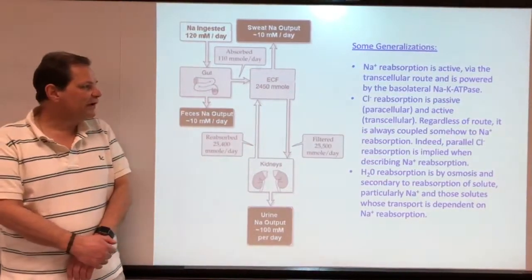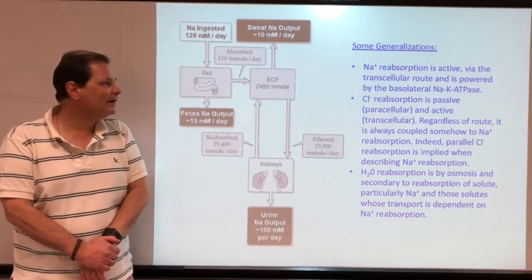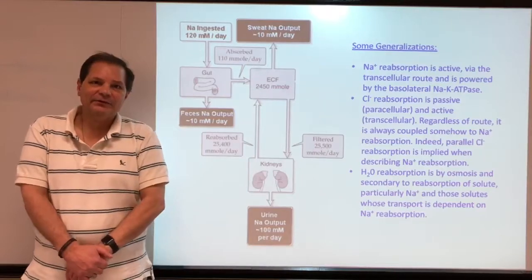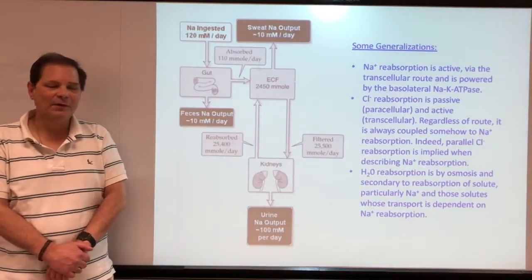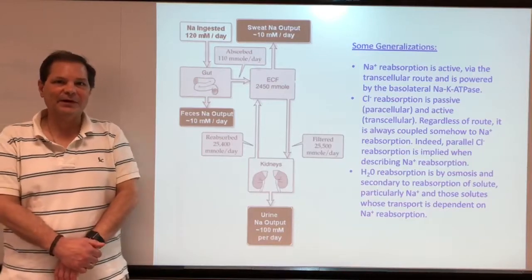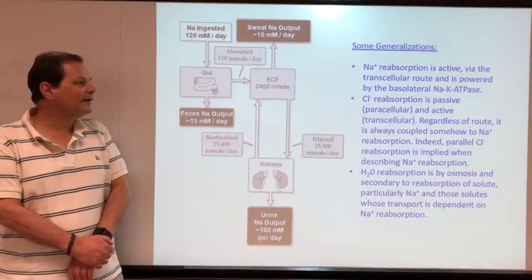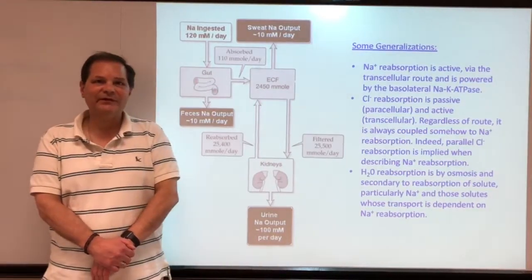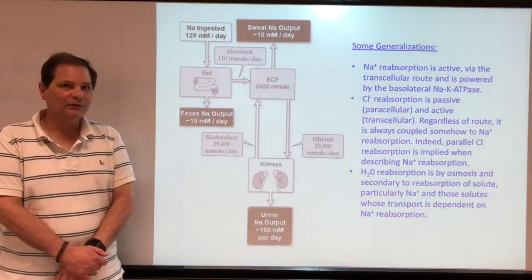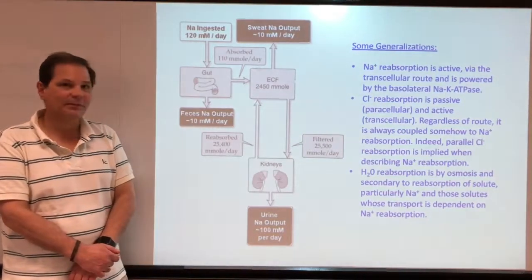So some generalizations before we get started. Sodium resorption is active, and it is powered by the basolateral sodium-potassium ATPase. The vast majority of epithelia have this transporter, and as I pointed out in an earlier lesson, they use that sodium-potassium ATPase and the gradients that it generates, particularly for sodium, to drive the transport of substances across the epithelial layer.